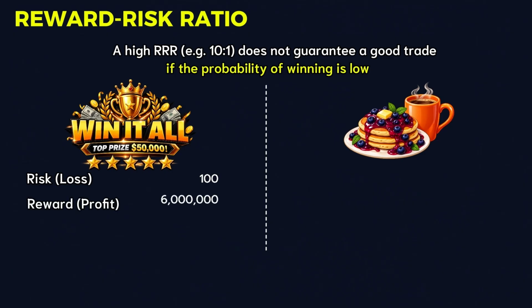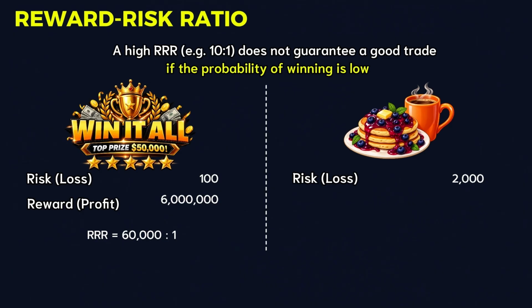Now let's look at the grilled meatball business. First, we have to invest. We need to buy the meatballs, the skewers, and prepare the sauce. Let's say our total investment is 2,000. If nobody buys anything, we'll lose the entire 2,000. However, if the meatballs taste good and everything sells out, we might make 4,000. In this case, our reward-risk ratio is 2 to 1.